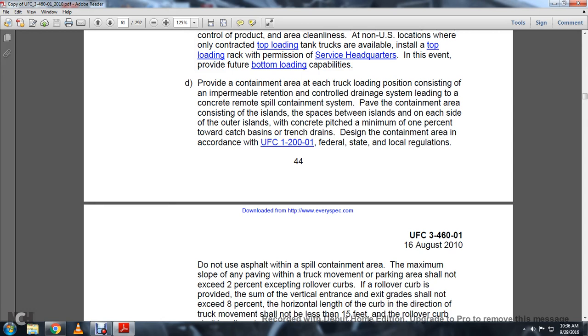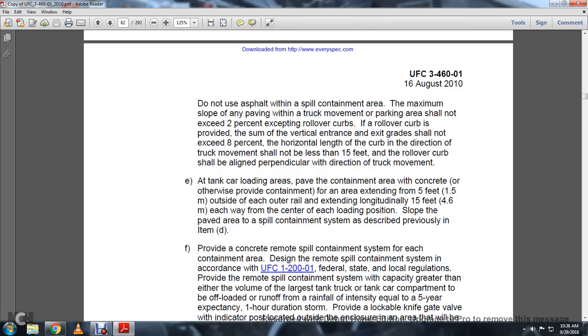Provide a containment area for each of the truck loading positions, consisting of an impermeable retention and drainage system leading to the concrete remote spill containment system. Pave the containment area, which consists of the island space between the islands on each side of the outer islands, in concrete pitched a minimum of 1% toward the catch basin or trench drains. Design the containment area in accordance with UFC 3-460-01 and federal, state, and local regulations. Do not use asphalt within the spill containment area.